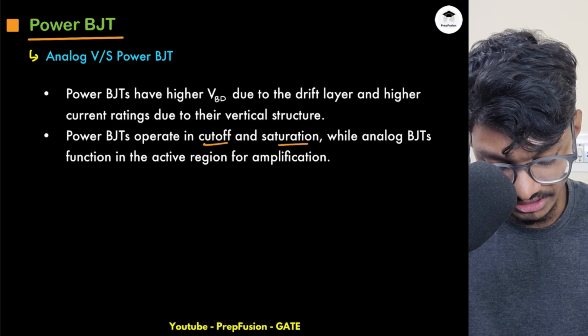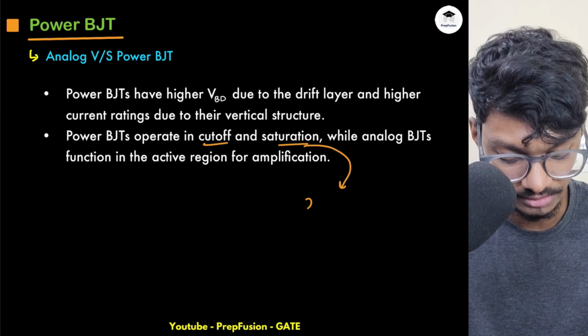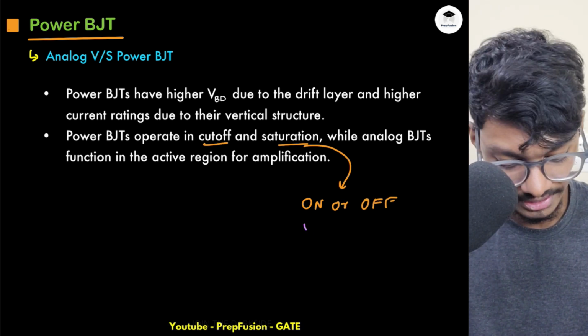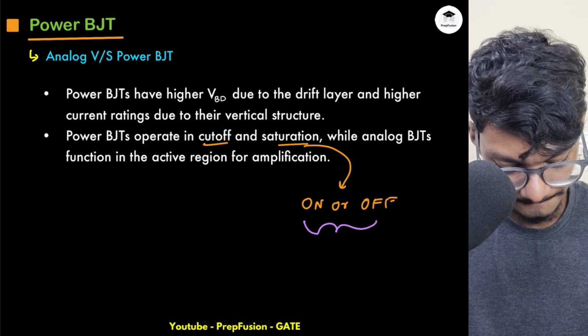Now, why cutoff and saturation? Basically, in cutoff and saturation, it can either be on or off. So basically, we use BJT in power electronics as a switch.